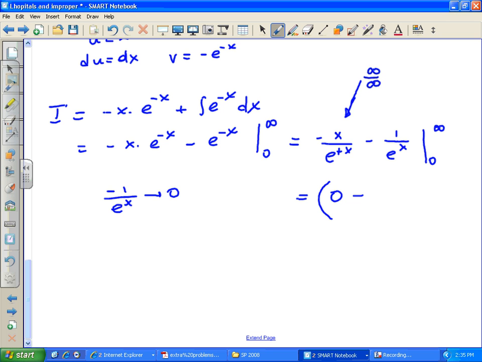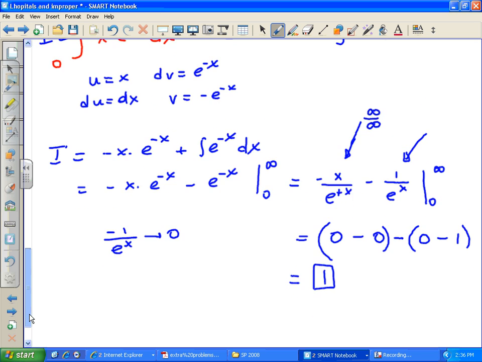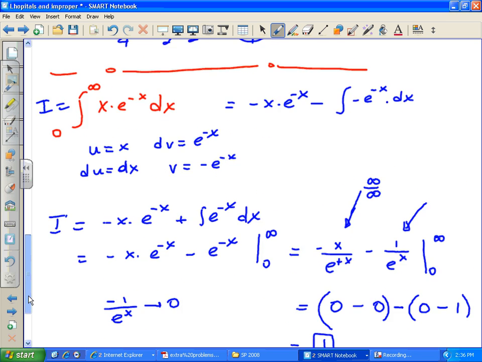And we're not done, because infinity should also be substituted for the second fraction. In other words, take the limit as x goes to infinity of 1 over e to the x. That also goes to 0. Minus, now substitute 0 into the first fraction. 0 over a constant is 0, minus, now substitute 0 into the second fraction. There we have negative 1 over e to the 0, or negative 1. Distributing our negative signs, we end up with positive 1. So that is the answer to the original integral question from 0 to infinity. The answer is 1.